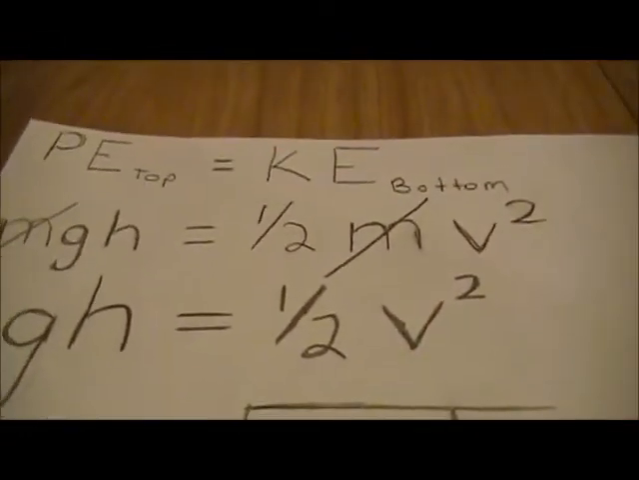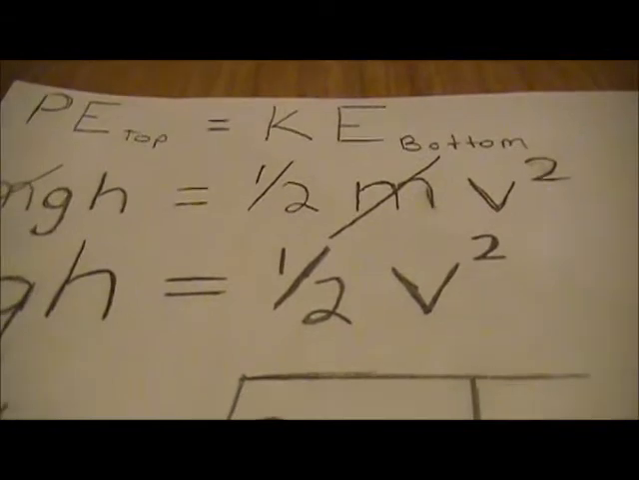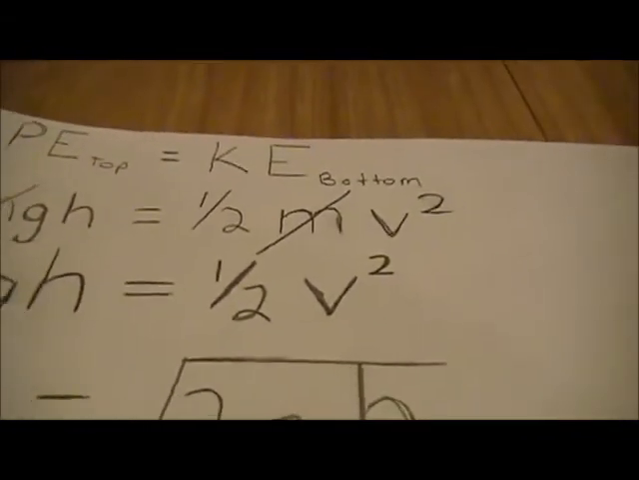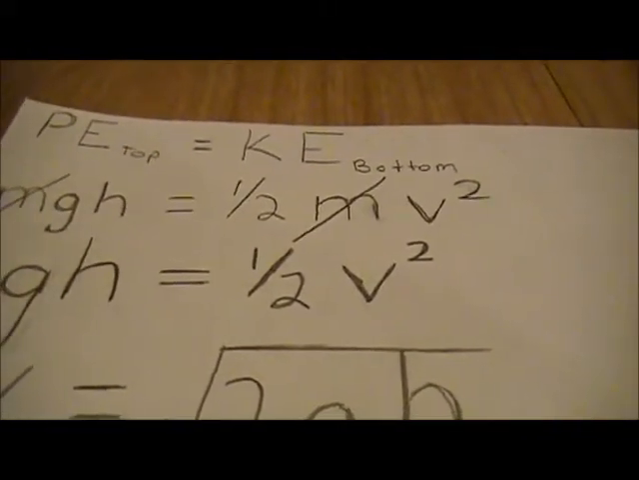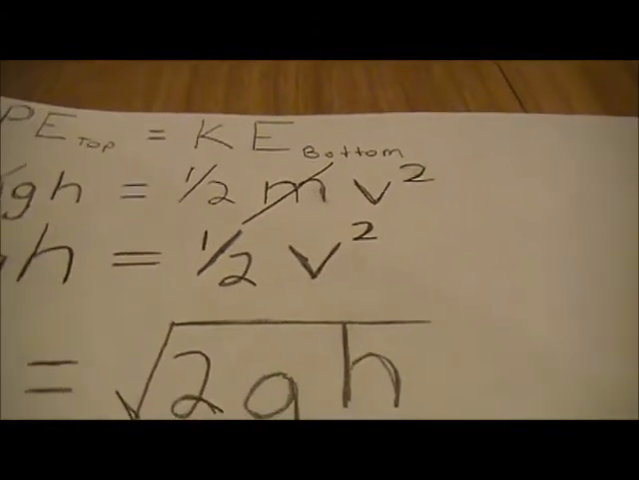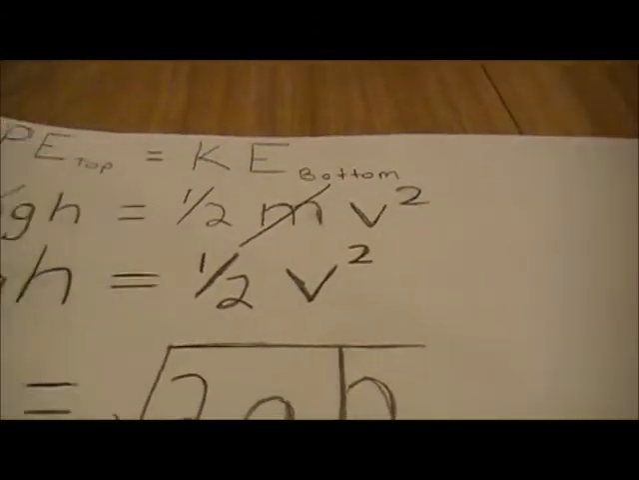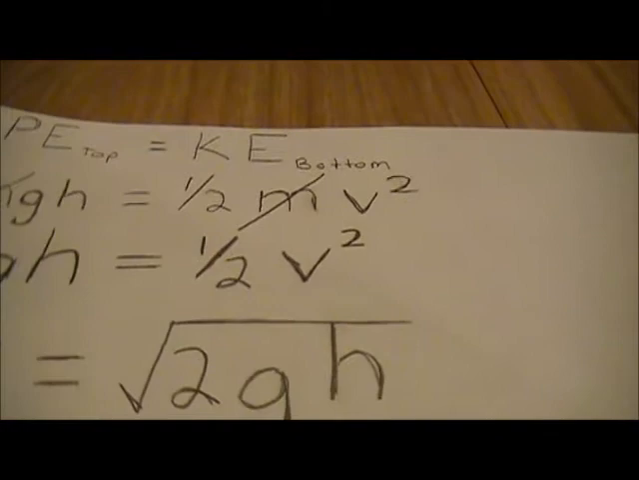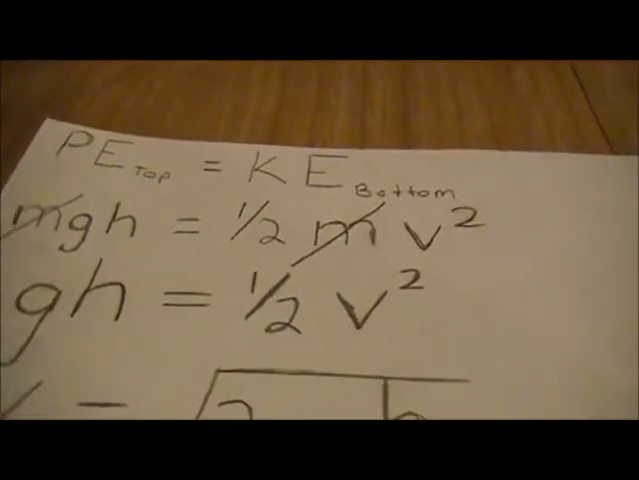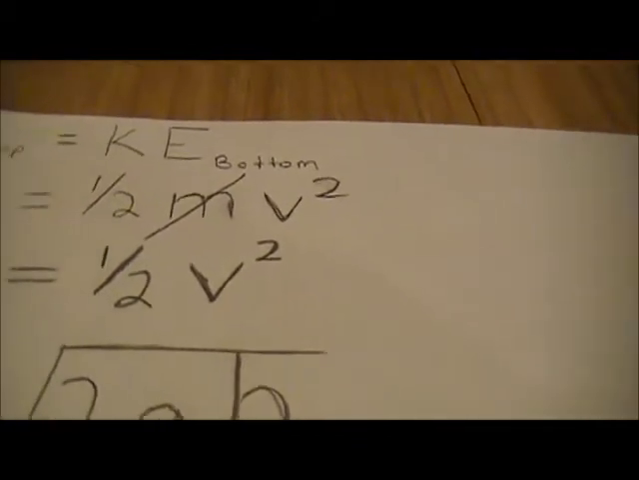There was a lot of math that went into this, and I'm going to try my best to explain it all to you. So potential energy is the energy an object has due to its position because of gravity. The higher something is in the air, the more potential energy it has. As it falls, that potential energy turns into kinetic energy. So the potential energy at the top equals kinetic energy at the bottom.